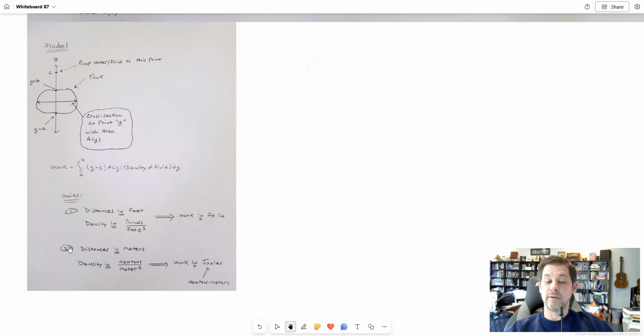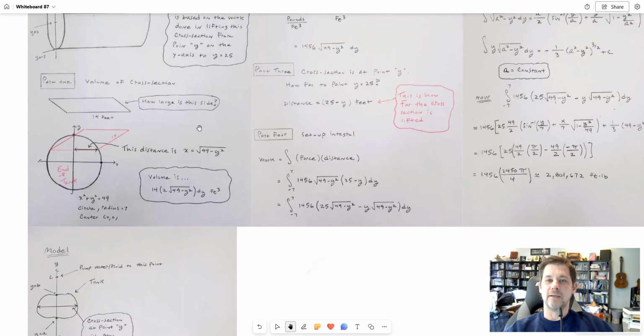And the other case would be that distances are in meters, and accordingly the density of the fluid that you're pumping, that you're lifting, is going to be in newtons per cubic meter, and in that case the work will be in joules. A joule is a newton meter. Again, work is going to be force times distance, and in this case that's going to work out to be newtons for force, meters for distance, joules for work. Okay, all right, so there it is.